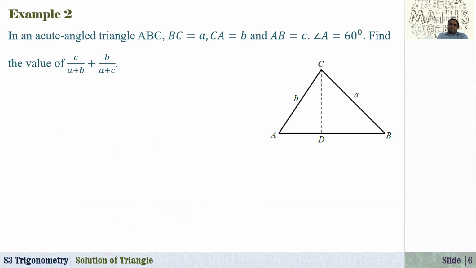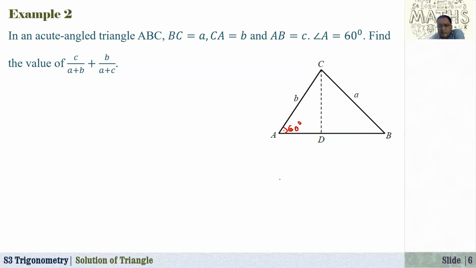In example 2, it says in an acute angle triangle ABC, that means that all interior angles are acute angles, less than 90 degrees. Suppose that BC is equal to A, CA is equal to B, and AB is equal to C, and angle A is equal to 60 degrees. Find the value of C over A plus B over A plus C.